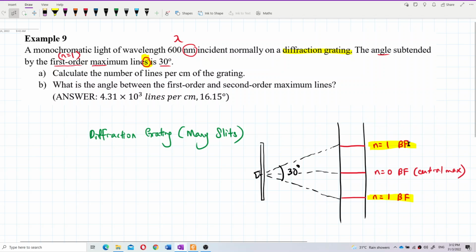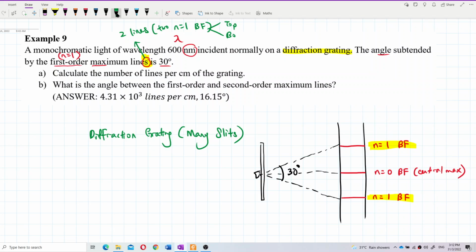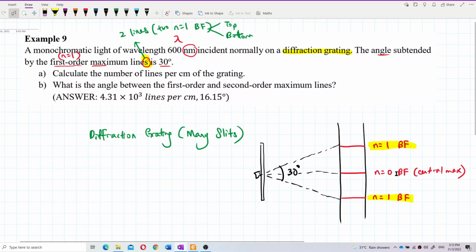Angle subtended by these two lines, here got S, means there are two lines, two first order bright fringe, the top and bottom. Understand? The angle between them is 30 degree. That's the meaning. And then the question asks us to find the number of lines per unit length.